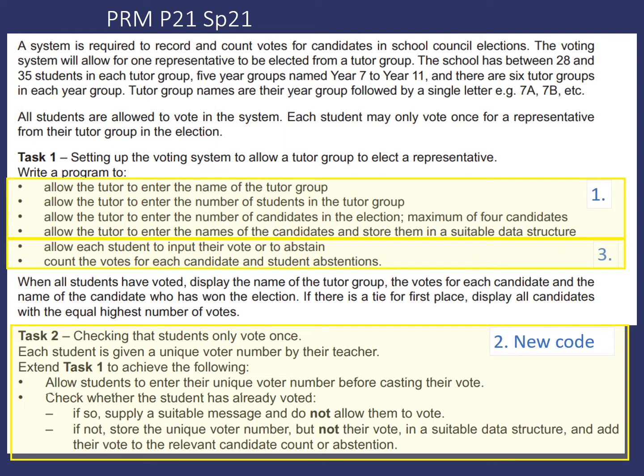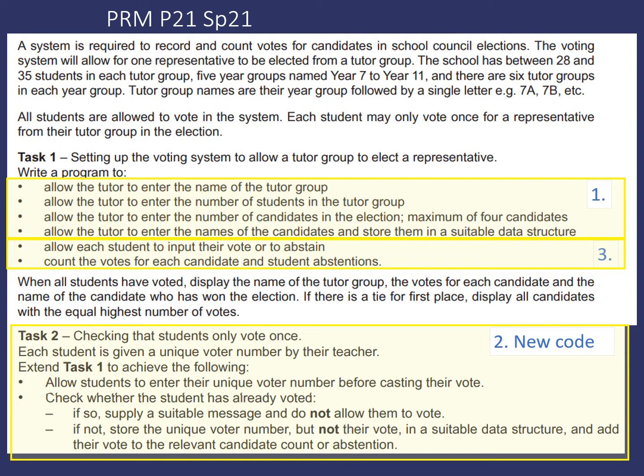So task 1 was a voting system, and looking at the description of task 1, we needed to allow the tutor to enter the name of the tutor group, enter the number of students, enter the number of candidates, maximum 4, enter the names of the candidates, and store them in a suitable data structure. Okay, and in task 1, we also allowed each student to input their vote or abstain, and we counted the votes. Now, in task 2, we need to add something. We need to extend task 1.